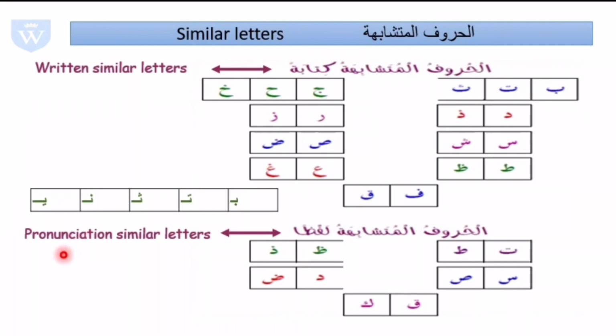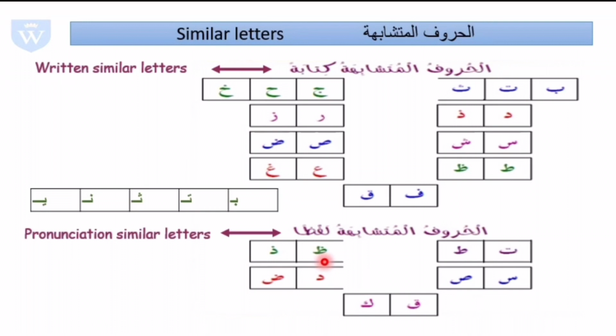We also have pronunciation similar letters. It's actually opposite to the written letters. Here we have some letters similar in pronunciation but different in writing. Some of them we have to pronounce light and the others dark. If you look here, for example, letter ta. The difference between these two letters, this is ta and this is to. Ta, to. And same in here.